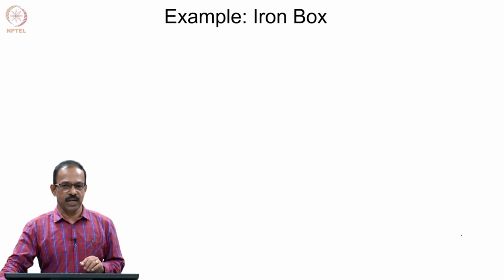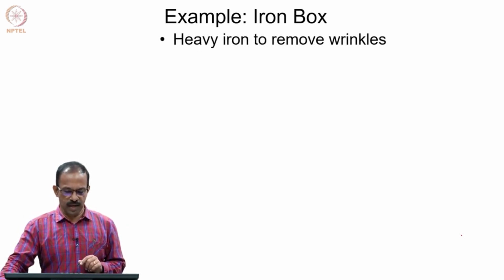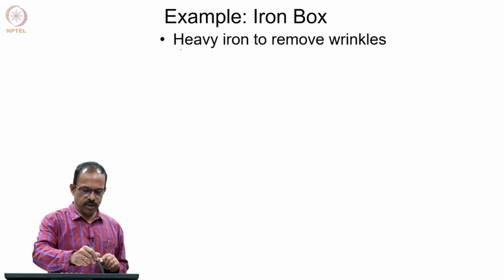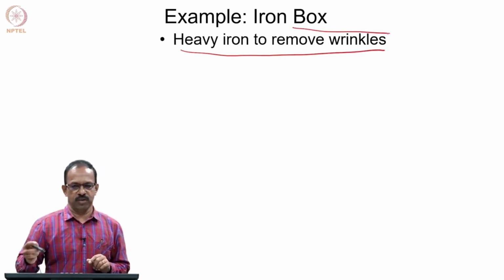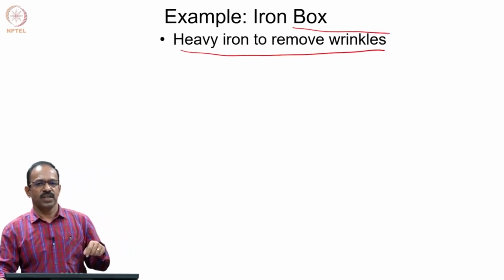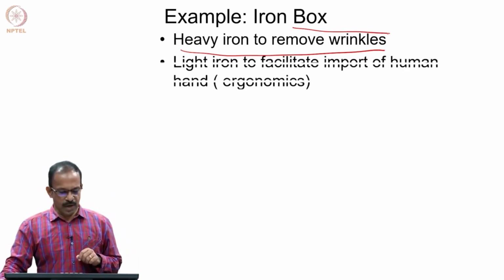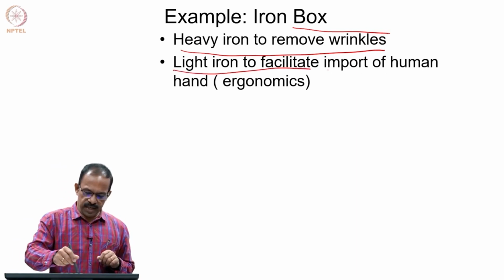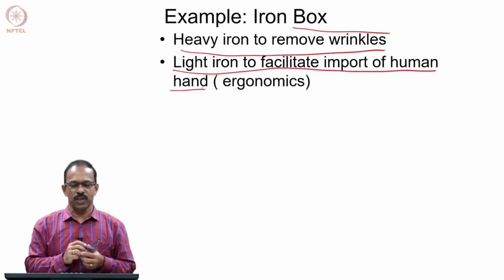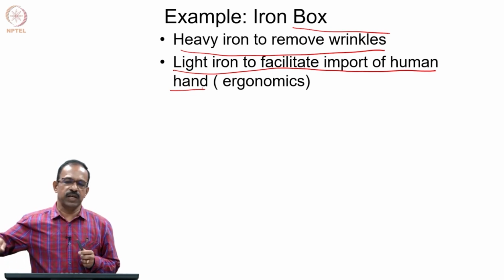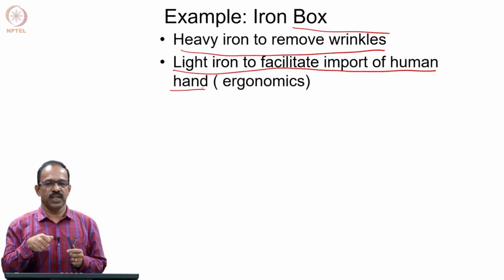Let us take a simple example and then we will stop here. So, you can see an iron box. Heavy iron to remove wrinkles is the requirement. So, you want a large weight to remove the wrinkles on the iron box. But we want to have a light iron to facilitate use by the human hand. When the weight is very high, it is very difficult for the person to use it. So, these are the contradictions.